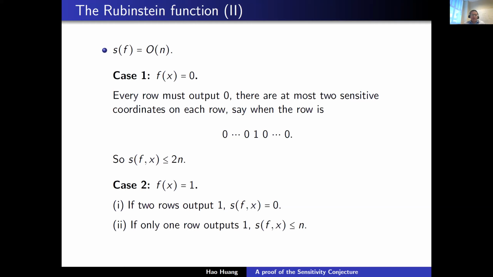However, if you only have one row that outputs 1, then it's possible that every entry of that row is sensitive. But anyway, this row contains only n variables. So the local sensitivity of f is at most n. If you look at both cases together, that gives the upper bound of the sensitivity of this Boolean function, which is 2 times n. So the Rubinstein function has the sensitivity, which is like square root of the broad sensitivity.